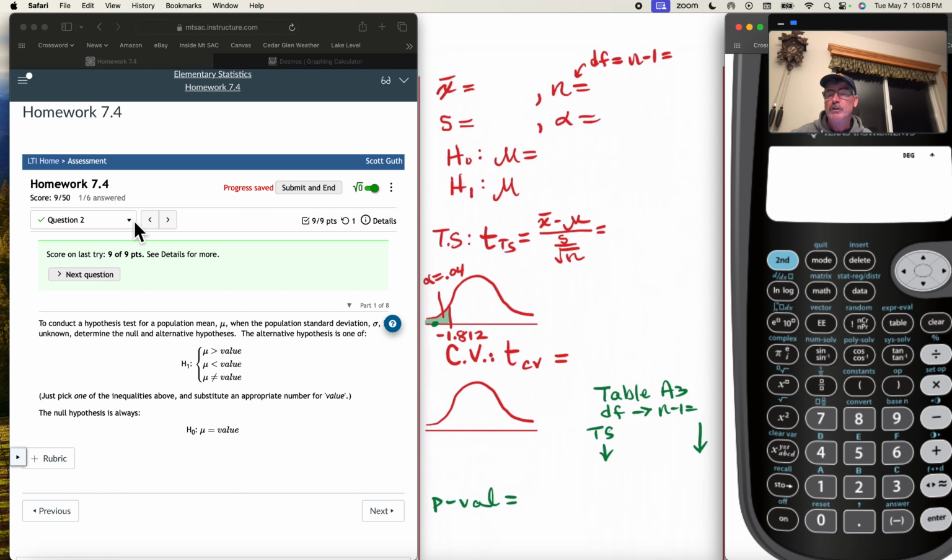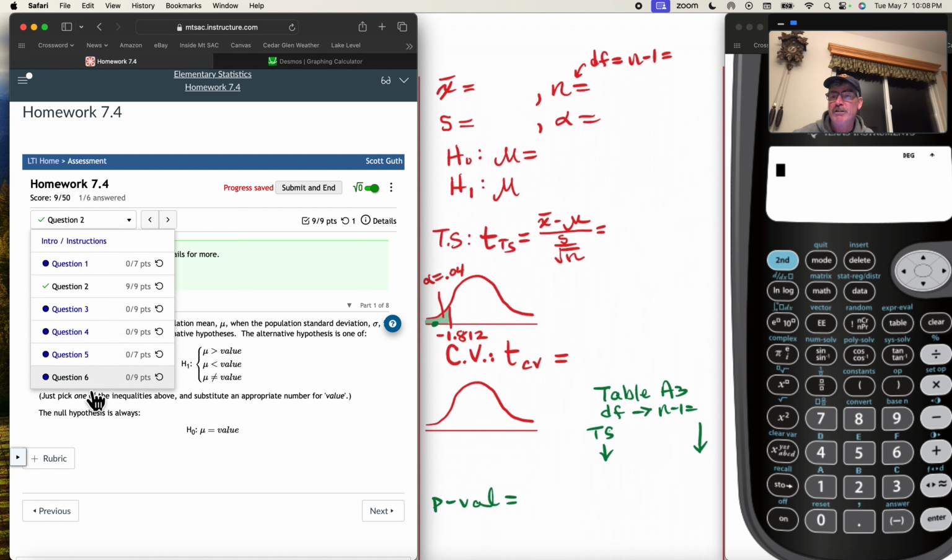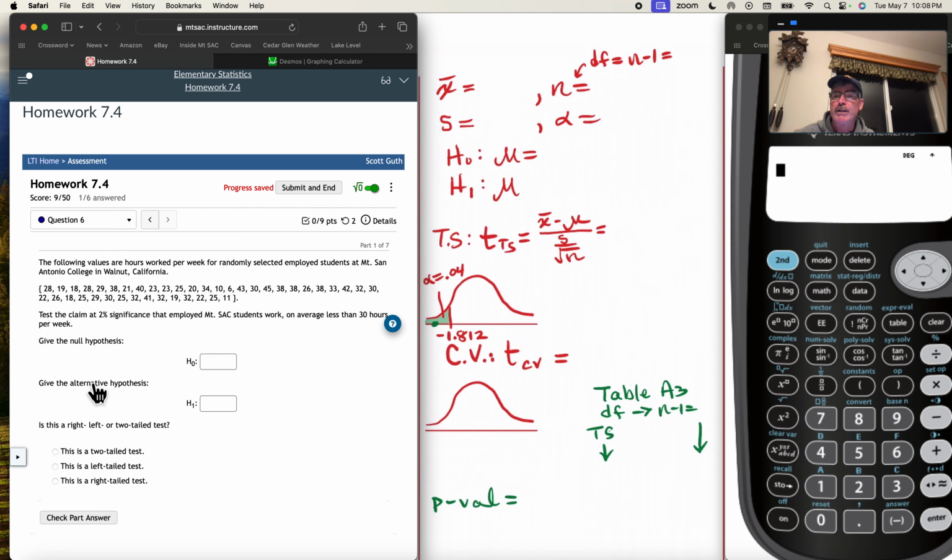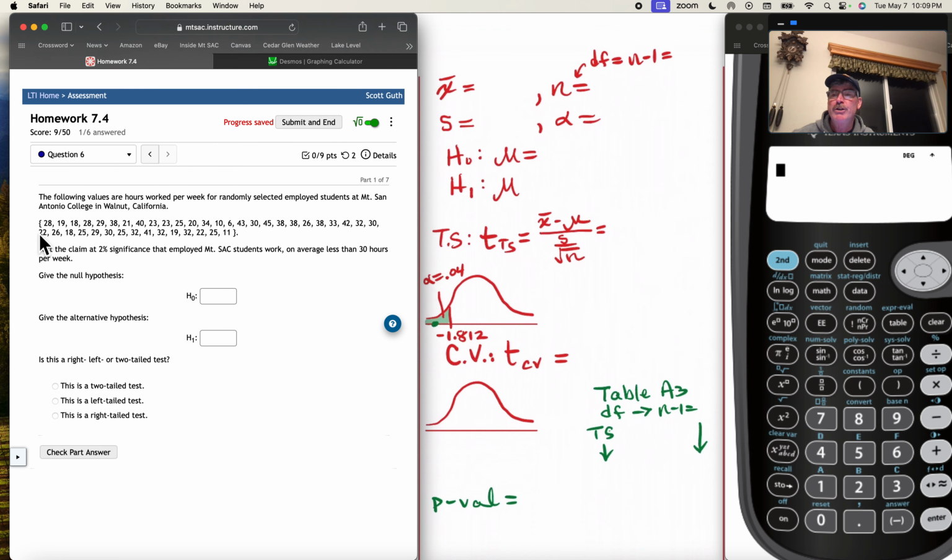Okay, so now we're going to jump up to question 6. This one will have context to it. Once again, make sure you know how to get the mean and standard deviation of a list of numbers from your calculator. You may be doing that on your next exam, so keep an eye on that. I'm going to copy these and paste them into Desmos. It says the following are hours worked per week for randomly selected employed students at Mount San Antonio College in Walnut, California.